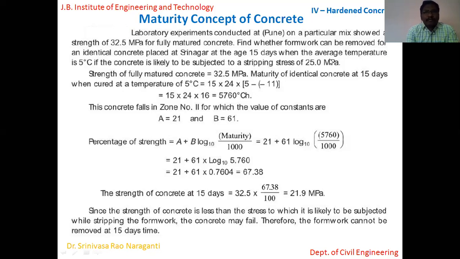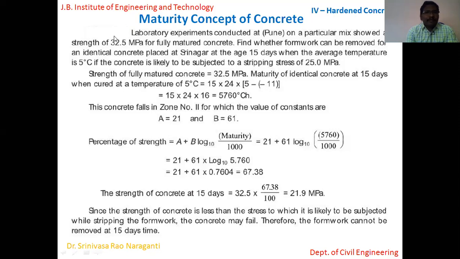So first thing is, I always want to find out the maturity of the concrete. So I'm curing it for 15 days, converting that to hours, 24 hours, times the difference in temperature. It's subjected to 5 degrees, minus of minus 11. This will give me the maturity of the concrete.